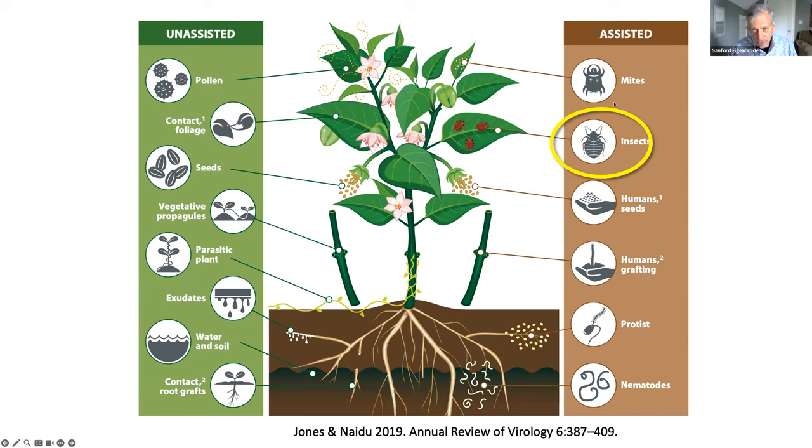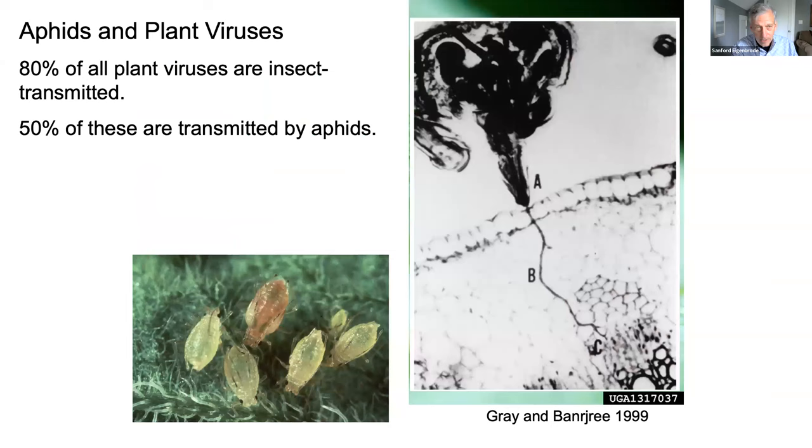And you'll note that this drawing, I don't know what that is, but I don't see siphunculi, so I don't think it's an aphid. But 80% of plant viruses require insects to get from one plant to the other. So this is a significant phenomenon in nature. Of those, 50% are transmitted by aphids. So aphids are the big deal when it comes to moving viruses between plants.